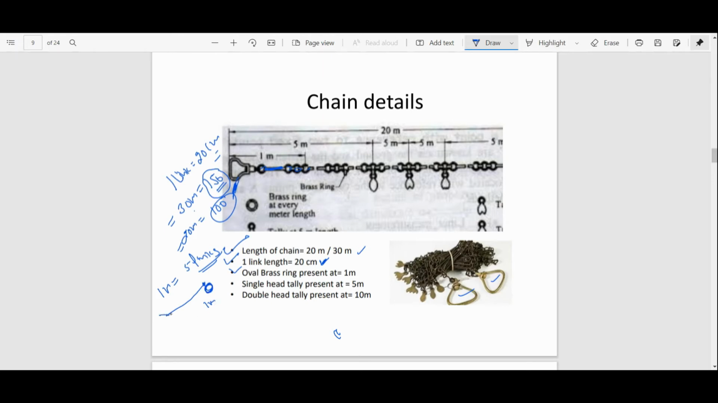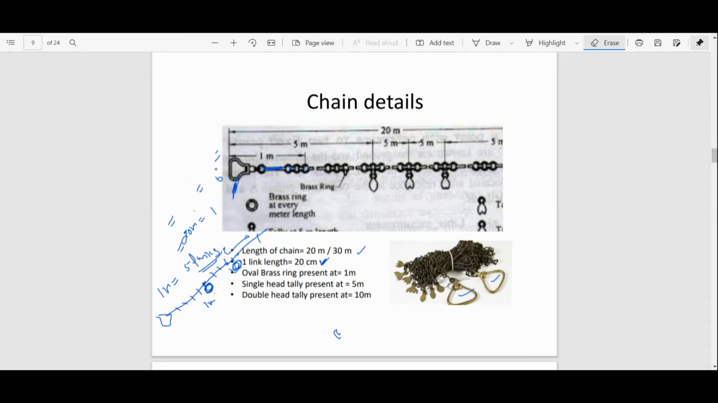Suppose this is the handle and there are a number of links. How many? 1, 2, 3, 4, 5. After 5 links there will be one oval ring. Again it continues, and after each 5 links there will be one oval ring. So this is how we measure distance with the help of a chain: these oval rings are counted directly. 1, 2, 3. So it represents 1 meter, 2 meter, and so on.